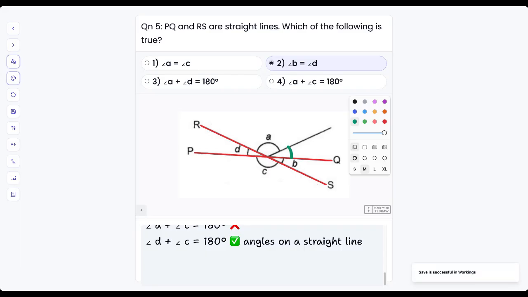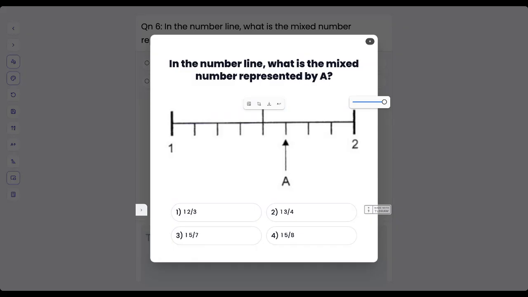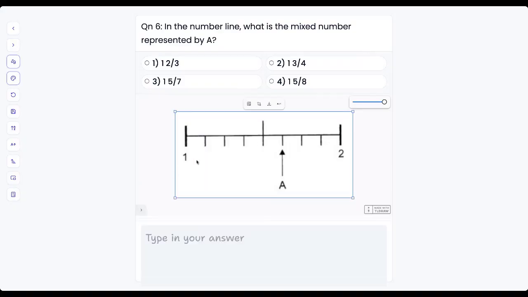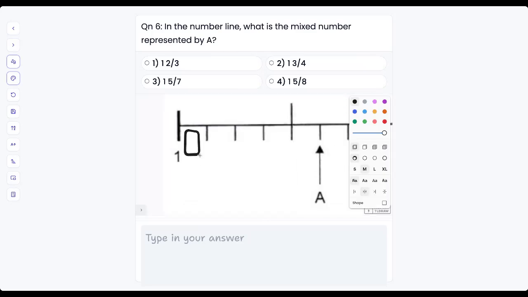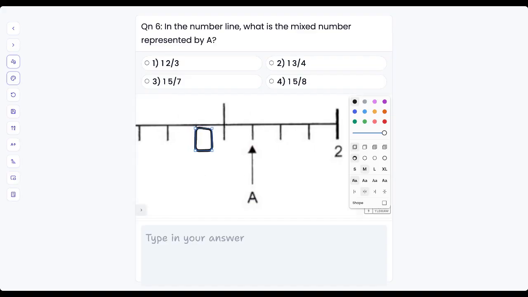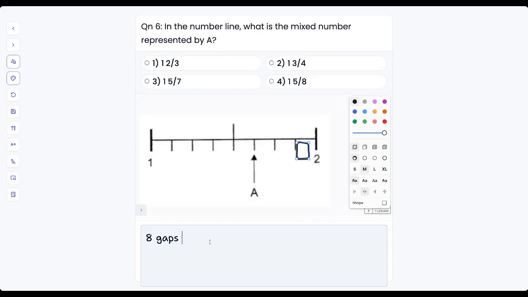All right, let's move on to the next question. Question number 6. In the number line, what is the mixed number represented by A? So let's calculate the number of gaps. Let's zoom this in. You have 1 gap, 2, 3, 4, 5, 6, 7, and 8. So we have 8 gaps, and the two numbers are 2 and 1. So 8 gaps is equal to 2 minus 1, equal to 1. So 1 gap is equal to 1 divided by 8, which is the same as 1 over 8.